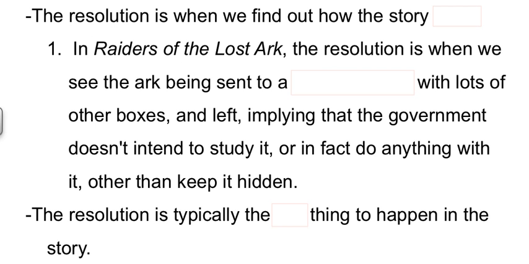The resolution is when we find out how the story actually ends. It's usually the very last thing that happens in the story. In Raiders of the Lost Ark, the resolution is when we see the Ark being sent to a storage facility with lots of other boxes and left, implying that the government doesn't intend to study it, or in fact do anything with it other than keep it hidden.